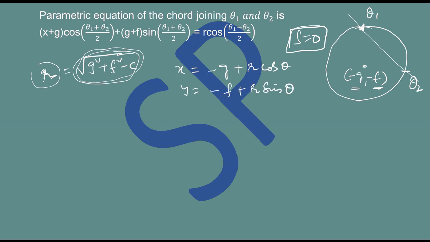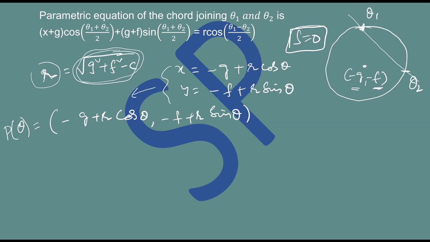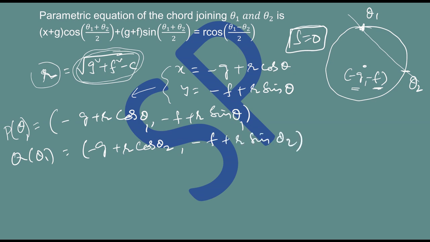Okay, these are the parametric equations. Now if you remember, we simply call this theta. So if we say theta is a point, we mean if I say P of theta is a point, we mean the point having coordinates minus g plus r cos theta, comma minus f plus r sin theta. So when we say theta 1 here, it stands for this one here. Similarly, Q of theta 2 is going to be minus g plus r cos theta 2, comma minus f plus r sin theta 2.